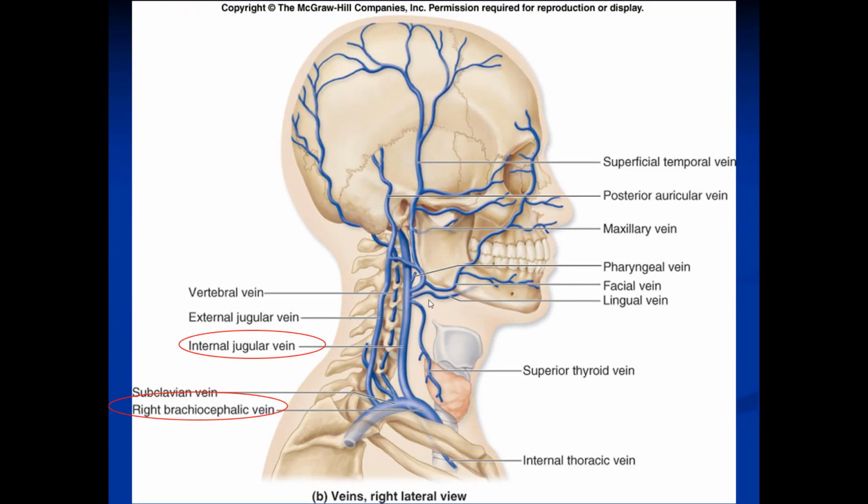If we look here, very similar to what we saw with the arteries. Here's the internal jugular that we just talked about. You also have a vertebral vein coming through the transverse foramina of the cervical vertebra, just like we had a vertebral artery. And those are going to end up right in where the subclavian vein kind of comes in to the rest. And we're going to cover this brachiocephalic in a moment.